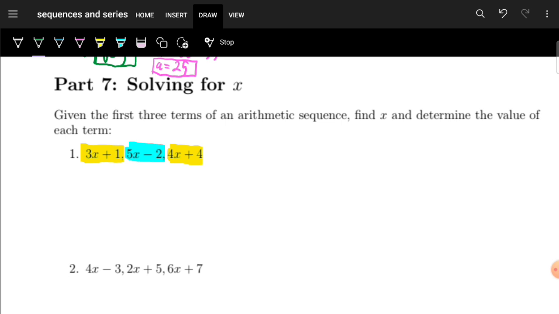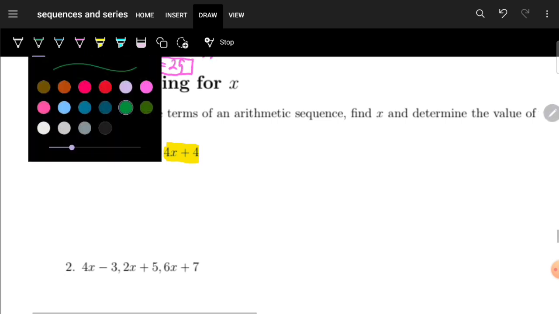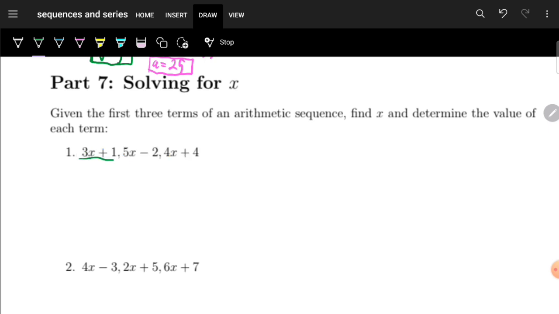And I think I want to, let's color code these. So let's have this be green, this blue color, and pink. Okay, we know that for consecutive terms, right, terms that come back to back, let's say we have an arithmetic sequence like this, 2, 4, 6, these are consecutive terms, right, they come back to back. The difference between two consecutive terms in an arithmetic sequence has to be the same. So the difference between 2 and 4 has to be the same as the difference between 6 and 4.